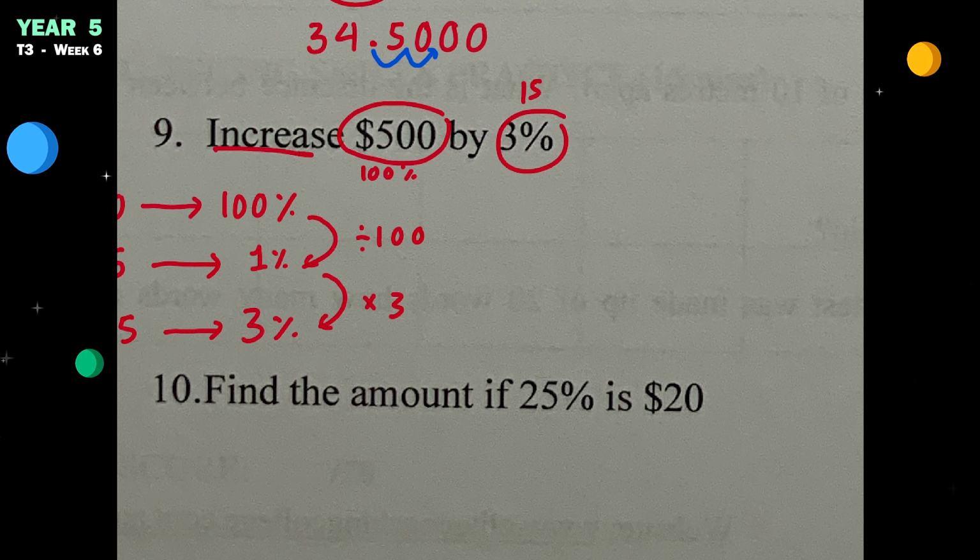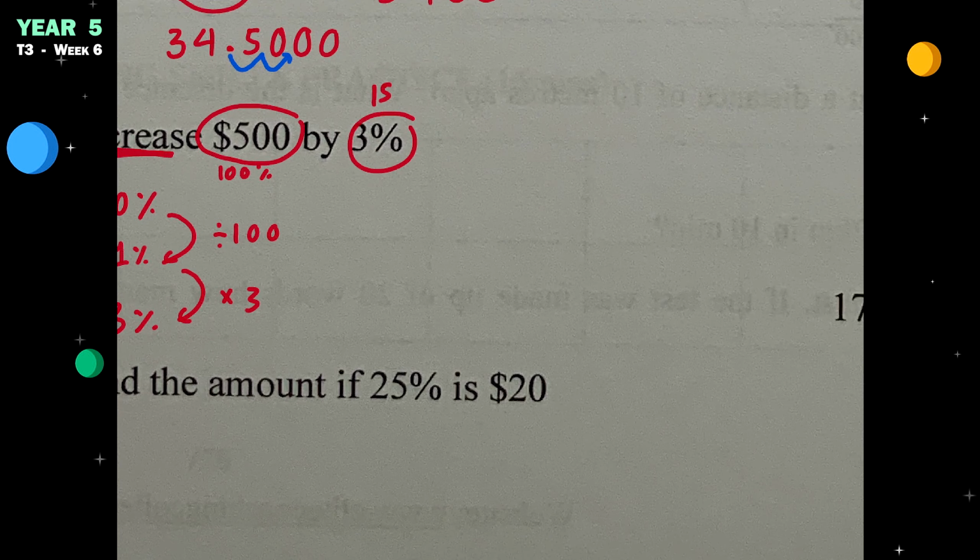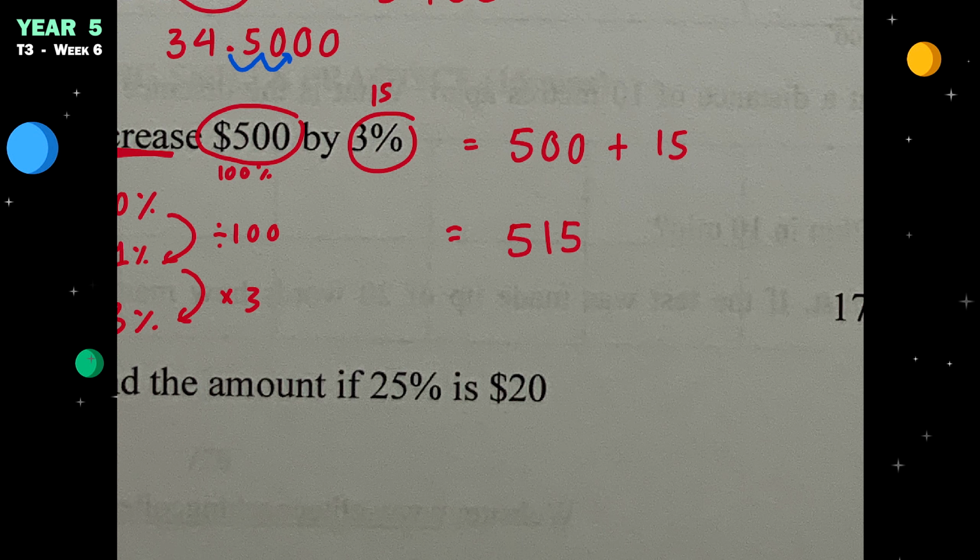And they want to increase 500 by 15. Increase means plus. So what that means is 500 increase by 3%. But we're not going to write 3% because we're going to write the actual value, which is 15. Okay? Obviously, that's going to be 515 and you're done.